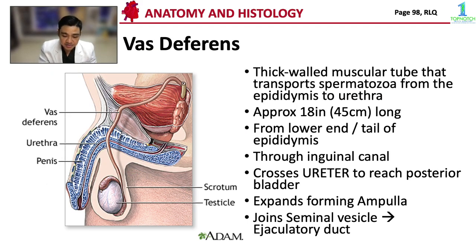Our next structure would be the vas deferens, which is basically a thick-walled muscular tube, approximately 18 inches long, spanning from the epididymis all the way up to the ejaculatory duct. The importance here in anatomy is that the vas deferens courses through the inguinal canal. So it can be damaged when we do our herniorrhaphies. That's why it's important that you know that it's inside what we call the spermatic cord. It also crosses the ureter to reach the posterior aspect of the bladder.